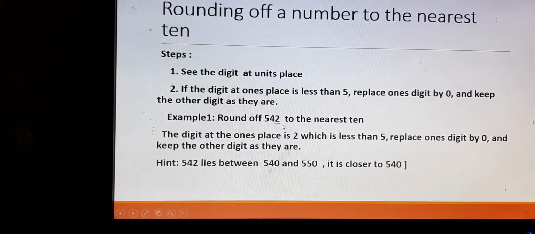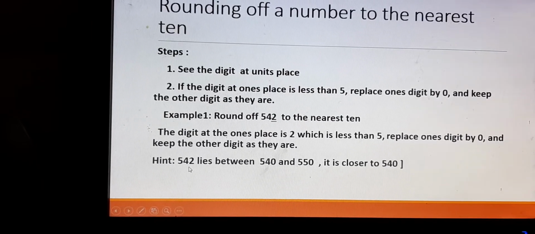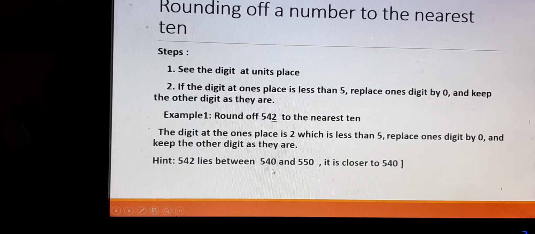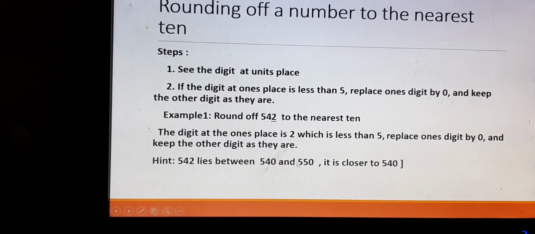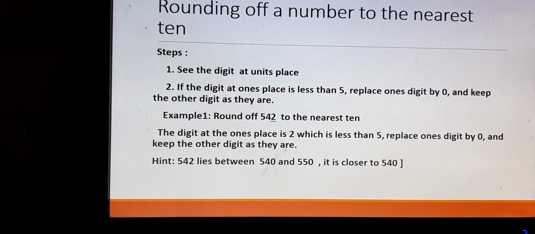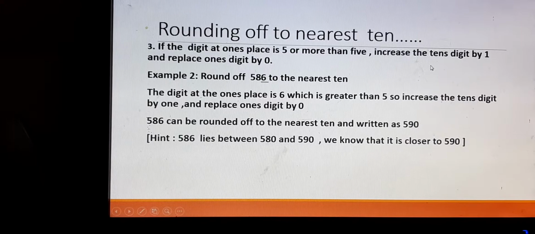540. Clear? Otherwise also you can think that 542 lies between which tens? 540 and 550. To which number is it closer? Is it closer to 540 or 550? We know that it is closer to 540. So our answer will be 540. Understood?